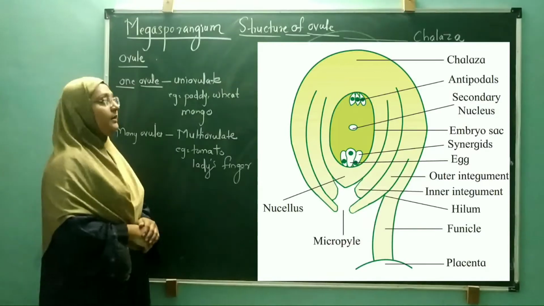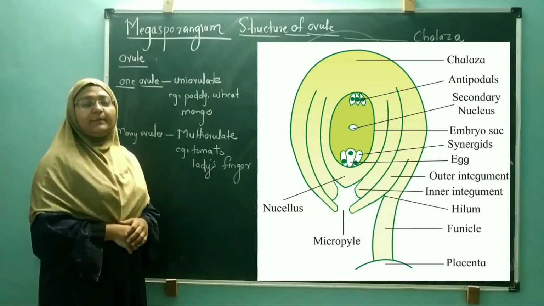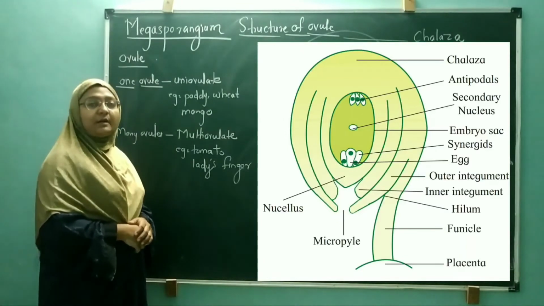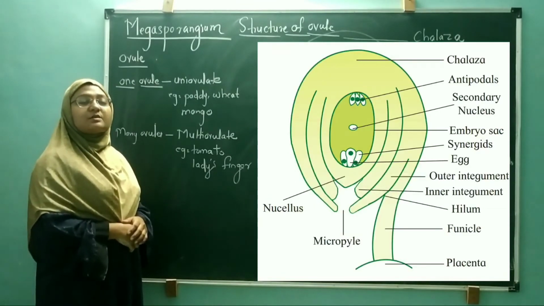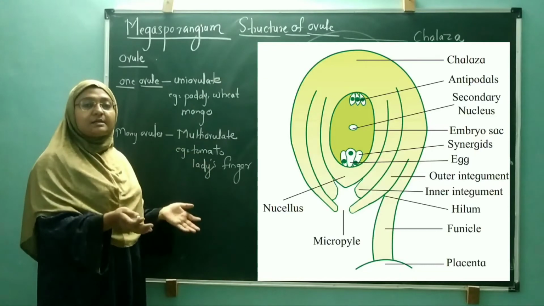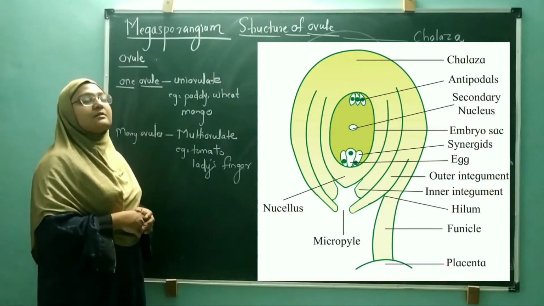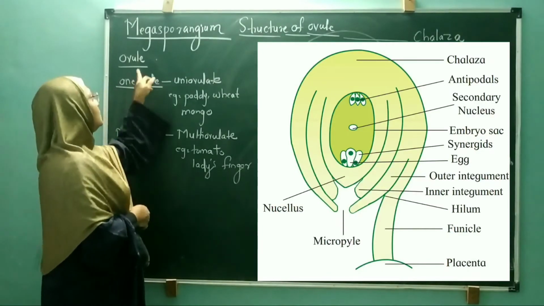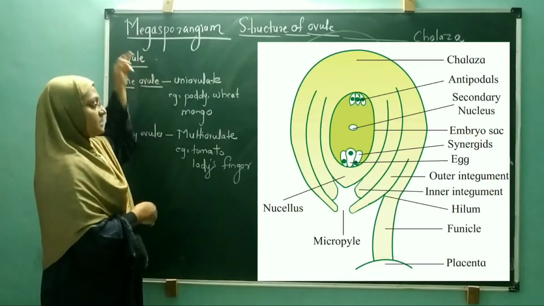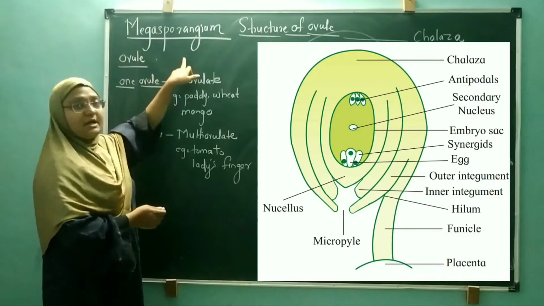So next we are going to study about the Megasporangium. We have studied the Megasporophyll, that is the carpel. In the carpel, the Megasporangium is there. Megasporangium, that is, the megaspores are present in sac-like structures. And these sac-like structures where the megaspores are present inside the flower are called an ovule. So the ovule, which is situated inside the ovary, is called a Megasporangium.